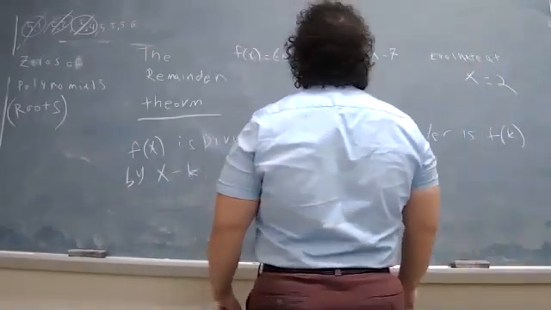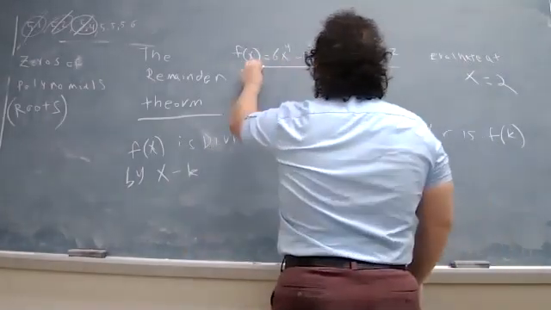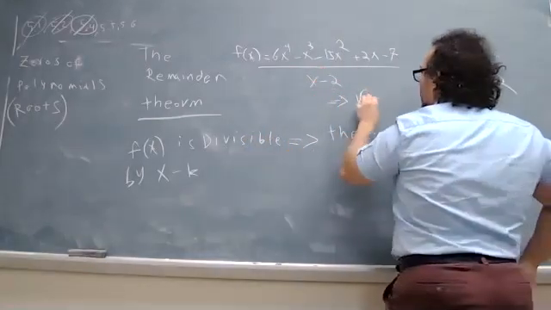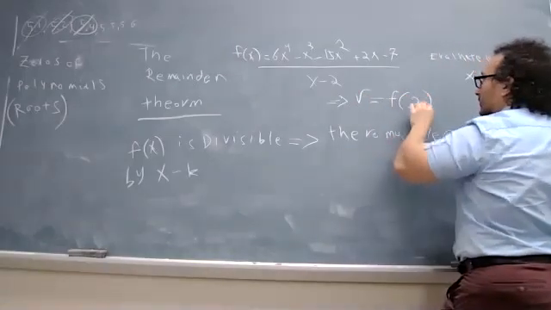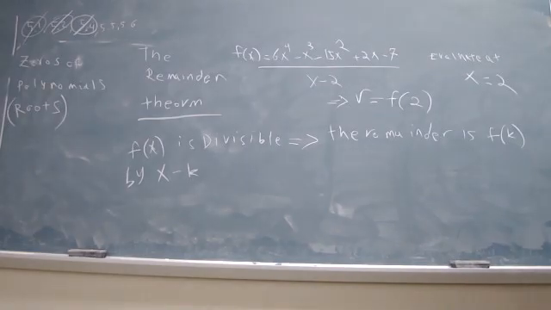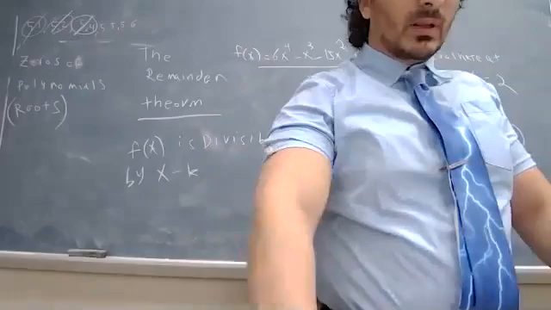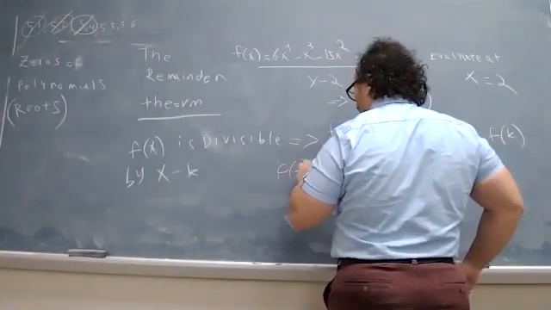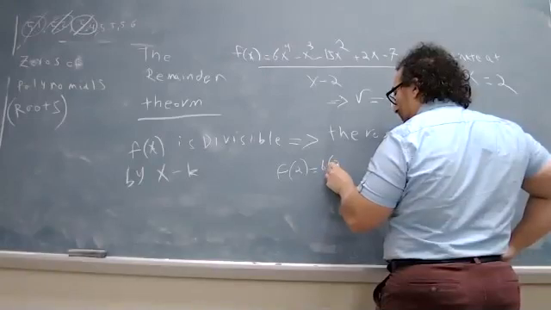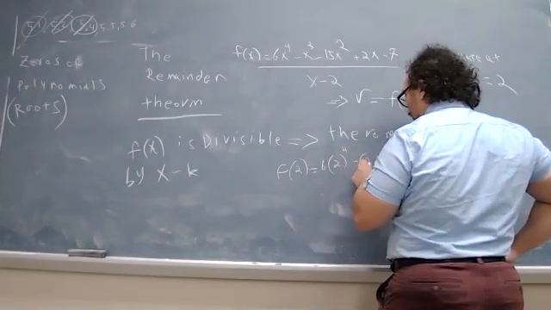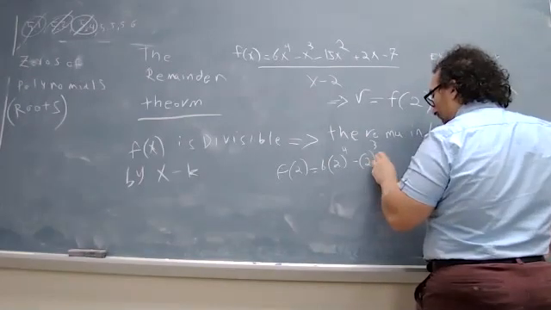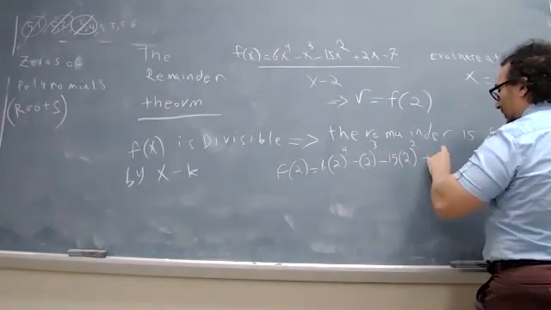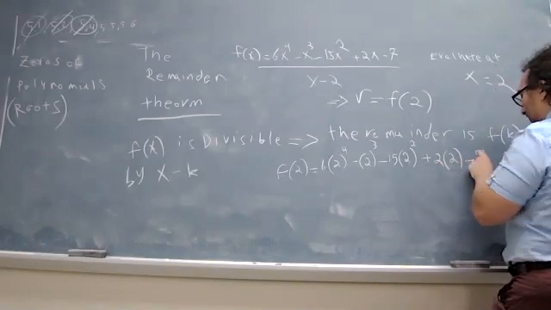So the remainder theorem says that if this function is divisible by x minus 2, that implies the remainder r is equal to f of 2. I can plug in f of 2 into the polynomial and figure out what that is. We realize that that's equal to 25. f of 2 is equal to 6 times 2 to the 4th minus 2 cubed minus 15 times 2 squared plus 2 times 2 minus 7.